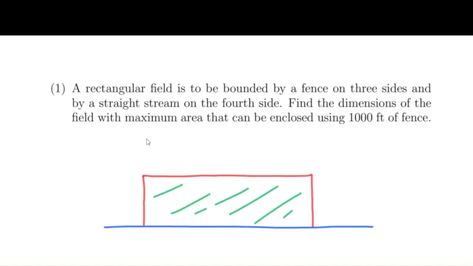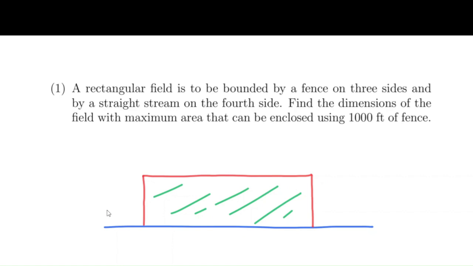So, number one says a rectangular field is to be bounded by a fence on three sides and by a straight stream or a river on the fourth side. Find the dimensions of the field with maximum area that can be enclosed using 1,000 feet of fence. So, I've drawn a picture here. The blue here represents the river or the stream, and we're trying to enclose this rectangular field using fencing. We have 1,000 feet of fencing. So, the fencing here is in red.